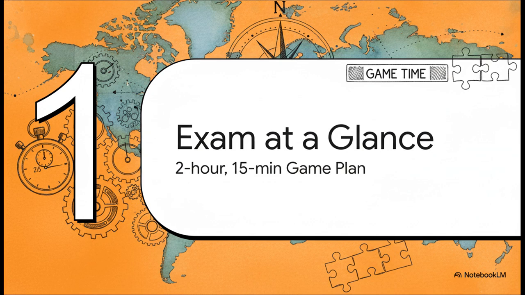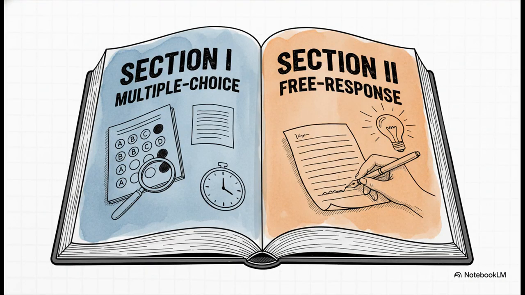The whole thing, start to finish, clocks in at 2 hours and 15 minutes. Think of this as your total game time. And managing that time well starts with knowing exactly what you're up against. So what's inside that 2 hours and 15 minutes? Well, it's broken down into two fundamental parts. You're going to start with Section I, which is all multiple choice, and then you'll move on to Section 2, the free response questions, what everyone calls the FRQs.